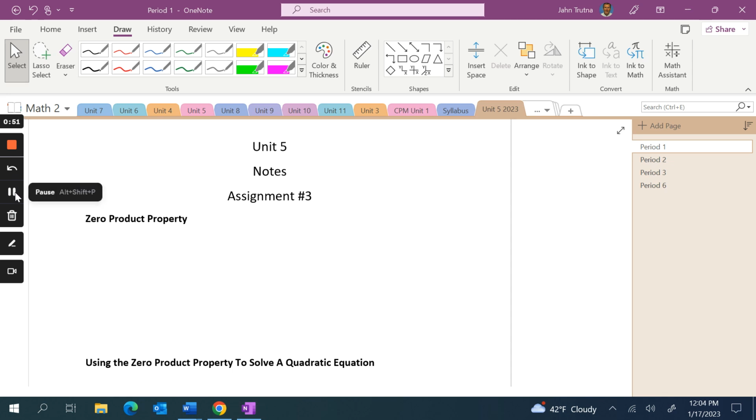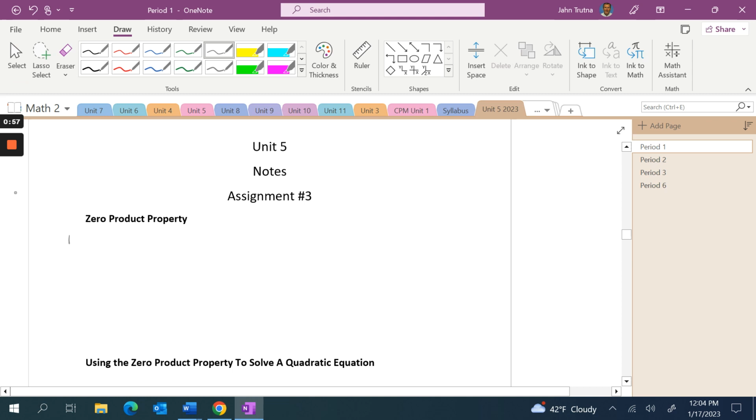So the zero product property. Okay, so here's what the zero product property says. It says that if A multiplied with B is equal to 0. So in other words, if I take two values, and it doesn't matter what the values are, we're going to call them A and B, then this zero product property says that A has to be equal to 0, or B has to be equal to 0. Okay? Simple. It's a simple property.